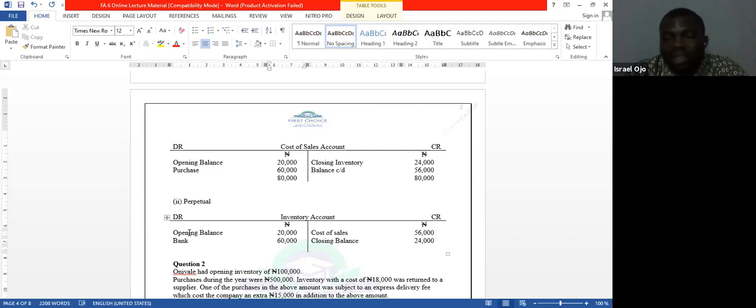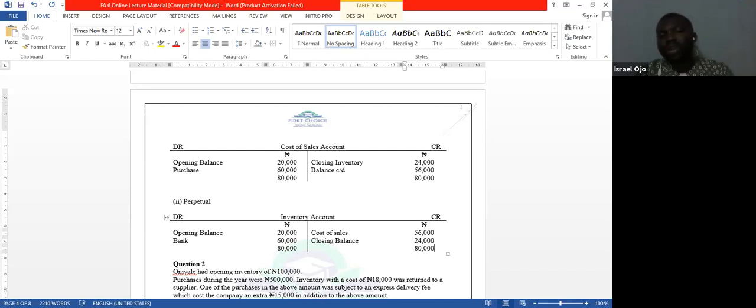If given the closing balance, there are times that you are expected to calculate your closing balance. So if you add this 20,000 naira together with the 60,000, it gives us 80,000. At the same time, 56,000 plus 24,000 also gives us 80,000. That's what we have done.